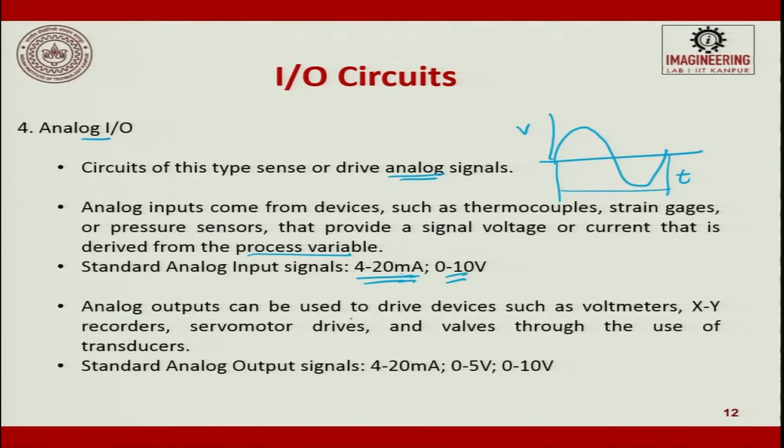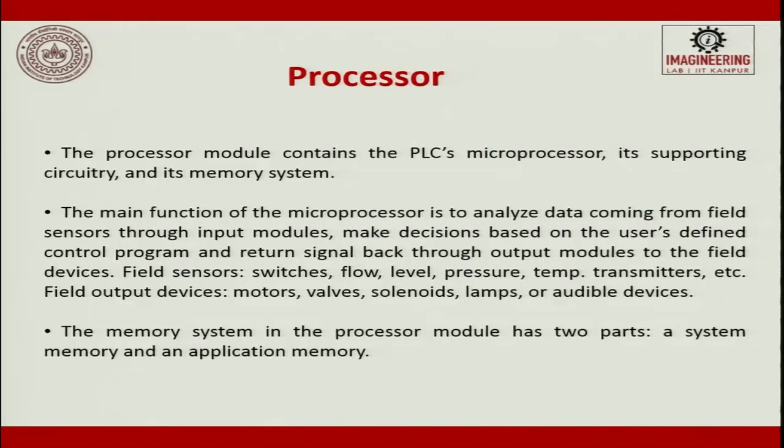The analog output can be used to drive devices such as a voltmeter, XY plotter, servo motor drives and valves through the use of transducers. Here we gave the simple example of a bathroom closet, which works on a level sensor and then opening and closing of the valves, transducers. The standard analog output signals will be 4 to 20 milliamps. So, input is 4 to 20, output will also be 4 to 20. The output can be 0 to 5 or 0 to 10 volts, which in turn activates a drive.